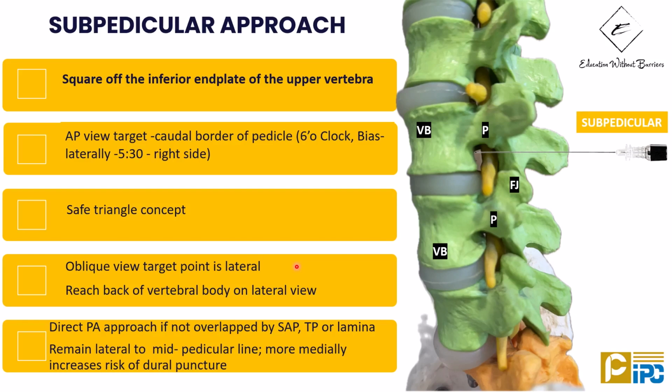You can go in the straight AP view, provided no landmarks are in your view. When I say landmarks, I mean the transverse process, I mean the lamina. And if you go straight in, often you can just get in where you want to. And the aim is not to be too medial.